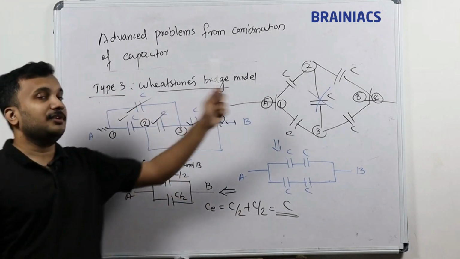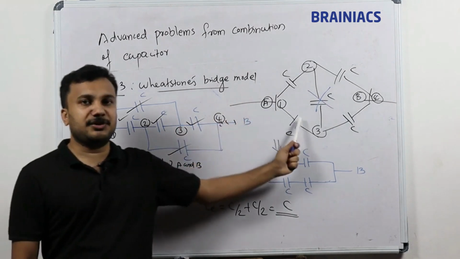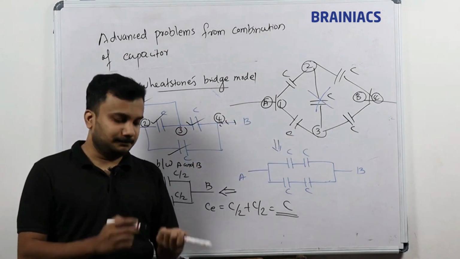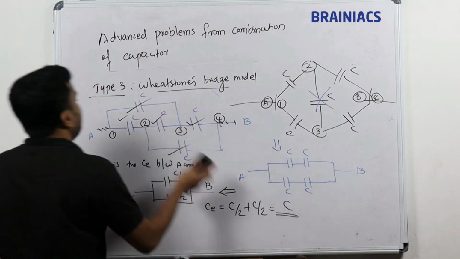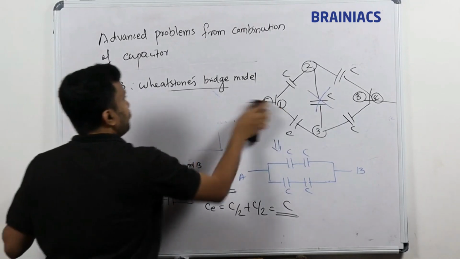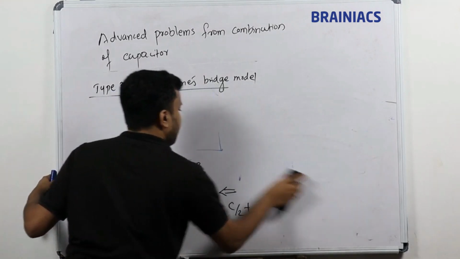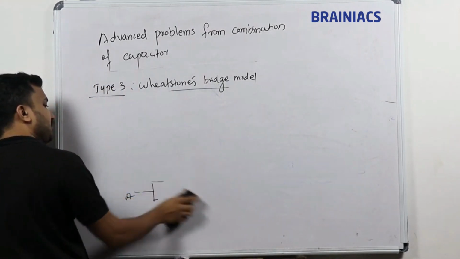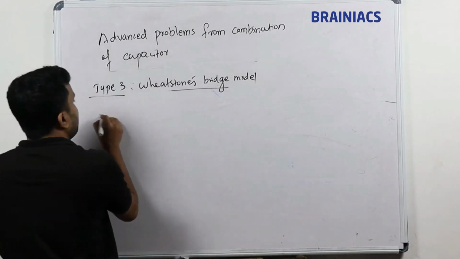This is a Wheatstone bridge model. Understood? We'll do another example. You should be thorough with this one. Then only will you be able to answer all types of tricky questions, so that you will be a hero in the entrance examination. Results will be announced, you will become a hero. Okay, so let's see the next question.